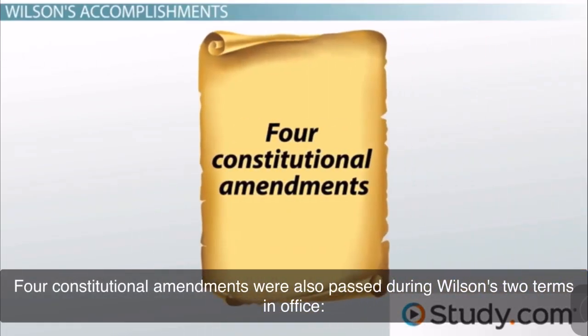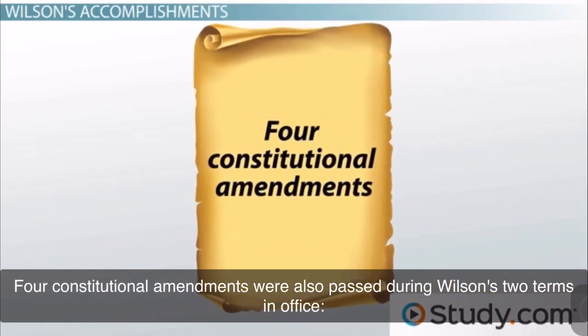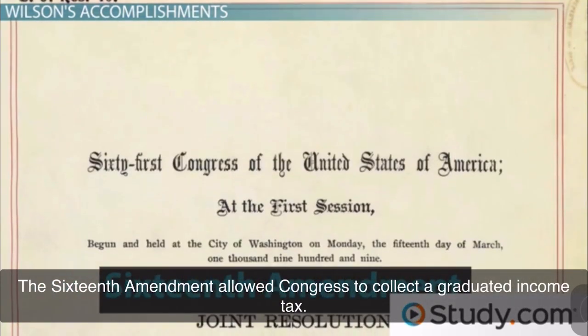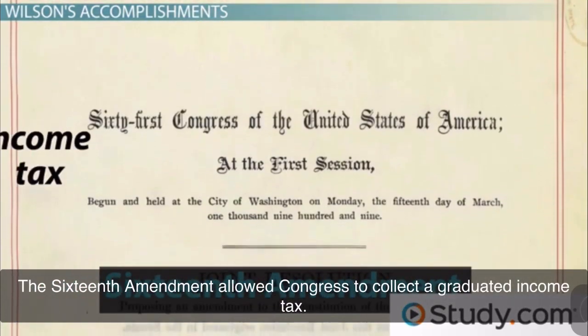4 constitutional amendments were passed during Wilson's 2 terms in office. The 16th Amendment allowed Congress to collect a graduated income tax.